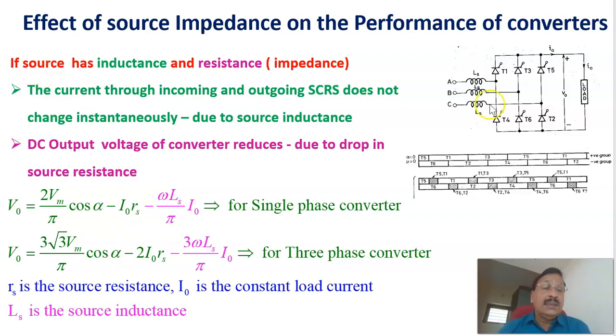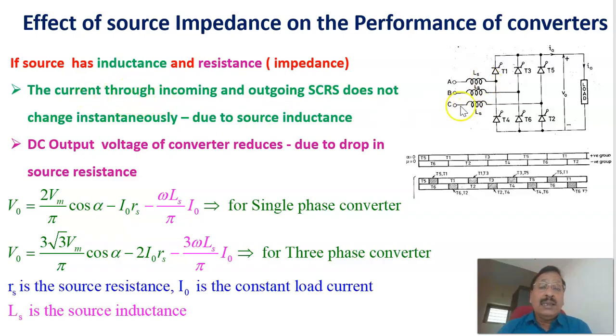And here we are considering a three-phase full-wave converter. In the previous presentation, I considered a single-phase full-wave converter. Here, a three-phase full-wave converter is being considered. And here the source has an inductance and a resistance, that is, the source has an impedance.